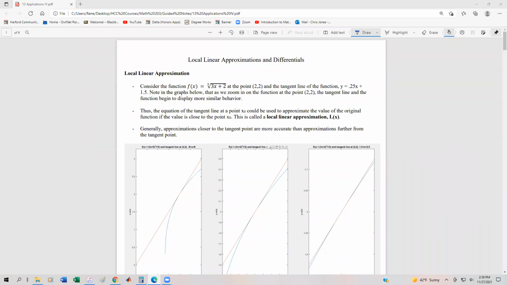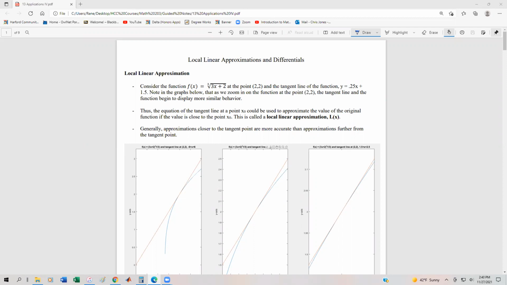In this section, we're going to take a look at the idea of something called a local linear approximation, and then from there, we're going to talk about these animals called differentials. A local linear approximation is essentially going to utilize the idea of a tangent line to approximate the value of a function that might not necessarily be easy to deal with.